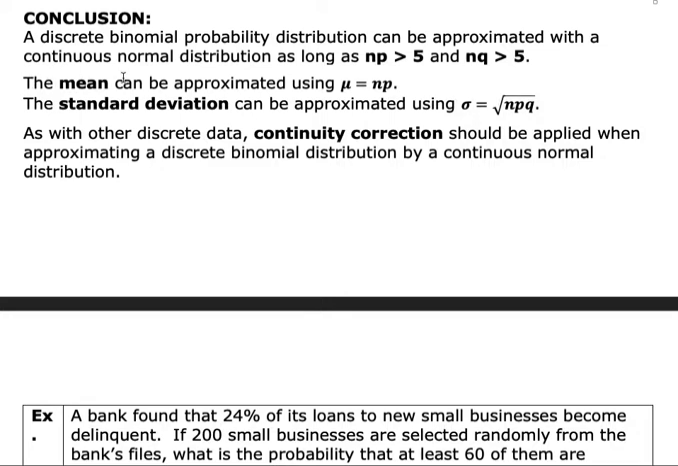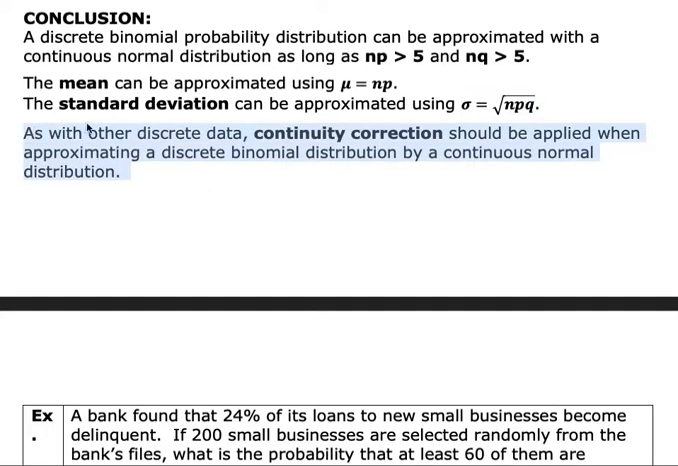So the mean can be approximated with that expected value, np, and the standard deviation for a binomial random variable can be approximated using sigma is equal to the square root of npq. So this is a new formula that we'll be using in the circumstance that we have a binomial random variable and we want to know what we would expect to see for the standard deviation.